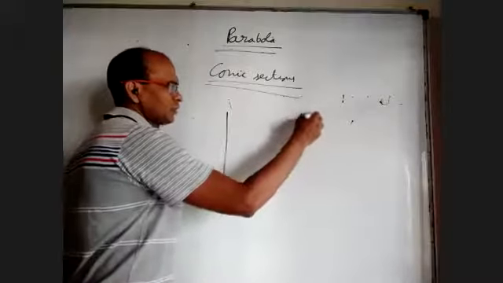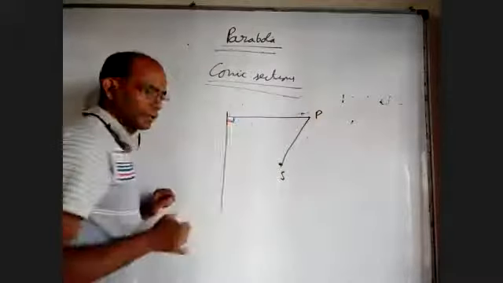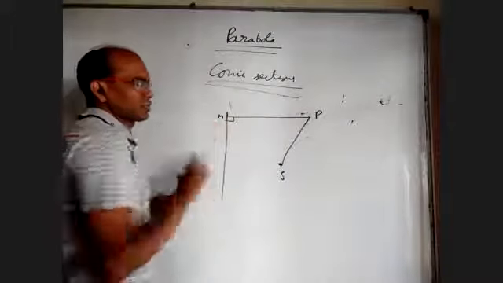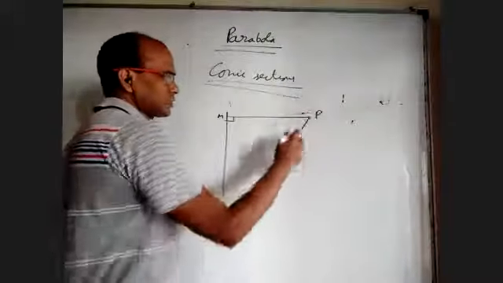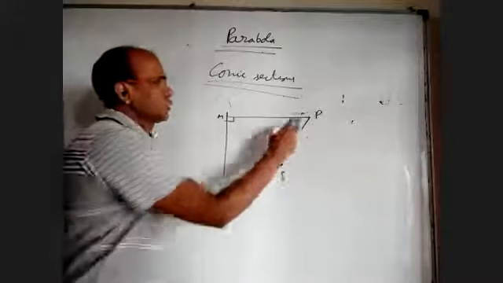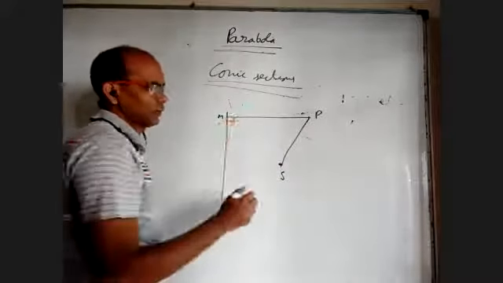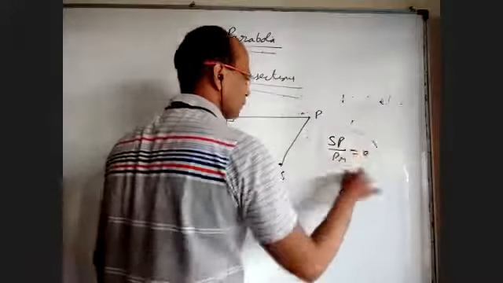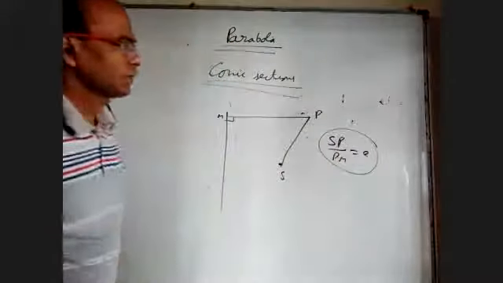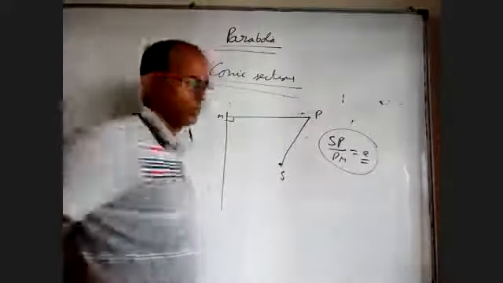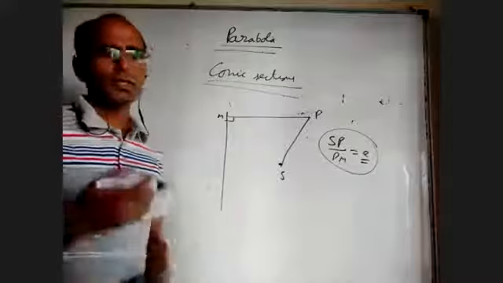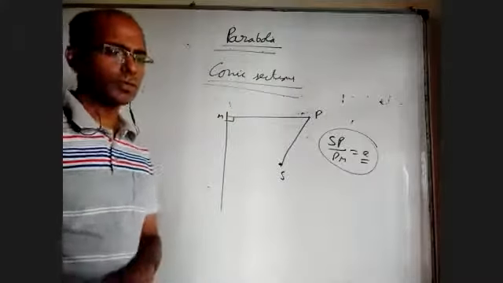And from this variable point, find the perpendicular distance to that line. Let us call that M. Of course, as P changes, M will change. So SP is the distance to the fixed point. PM is the perpendicular distance from P to the line. If SP by PM is equal to E, where E is a constant positive number, then the locus of P is a curve, and that curve is called a conic section. That is the definition of a conic section.